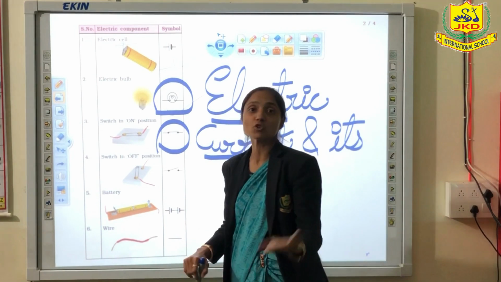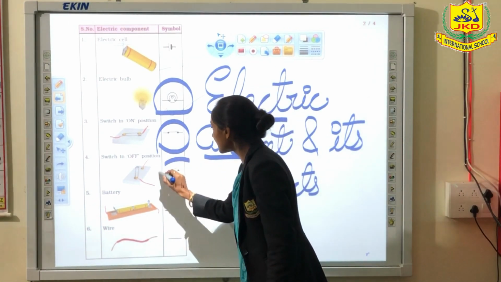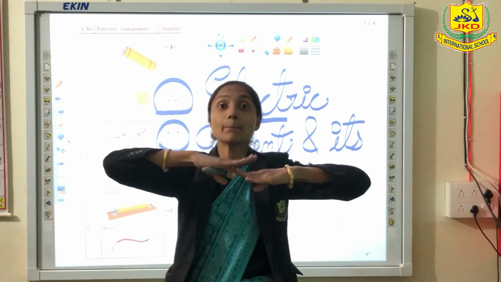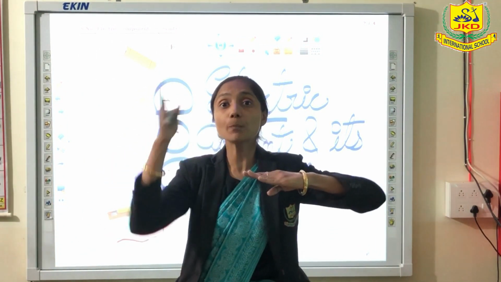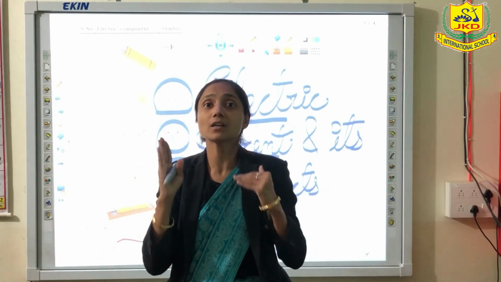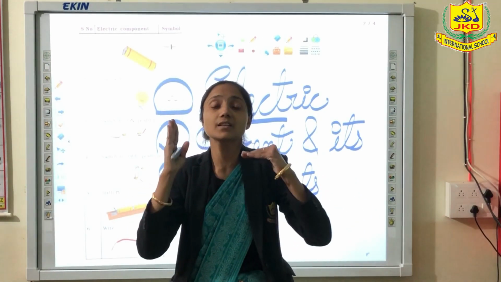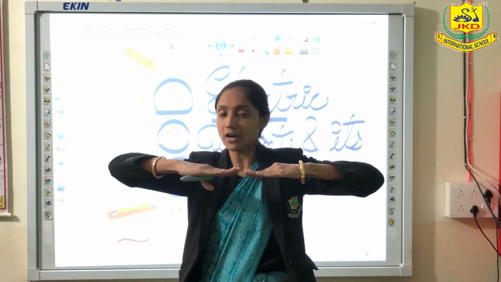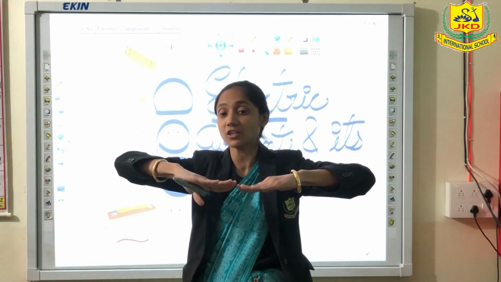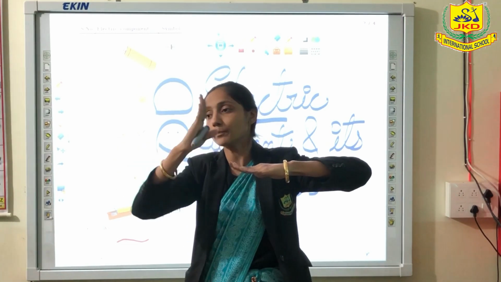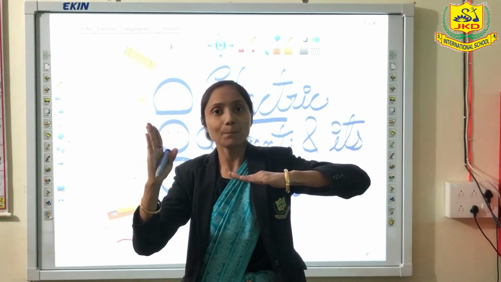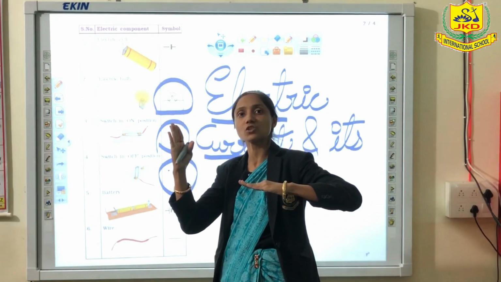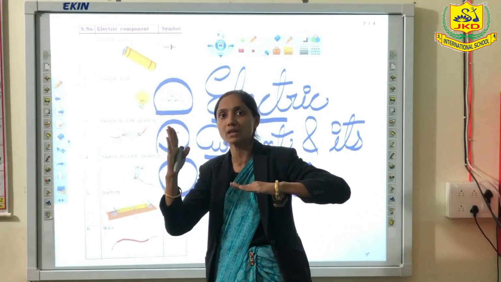And next is the switch off position. You can see the switch off position here. The circuit is open, meaning we are breaking the circuit. Whenever it is said to you that it is a switch off position, then we are just breaking the circuit. We are not joining the circuit. In the switch on position it will be like this, but in the switch off position the circuit will be opened. In the symbol also it is given that switch off position means the circuit is being broken.